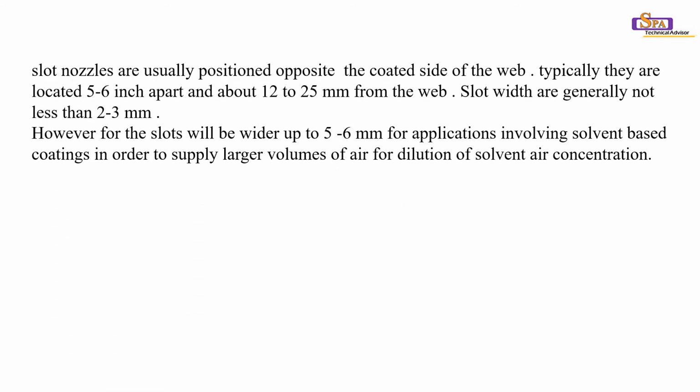Slot nozzles are usually positioned opposite the coating side of the web. They are located 5 to 6 inches apart, about 12 to 25 mm away from the web. The slot width is generally not less than 2 to 3 mm. However, the slot will be wider, up to 5 to 6 mm, for applications involving solvent-based coating in order to supply larger volumes of air for dilution of solvent air concentration.